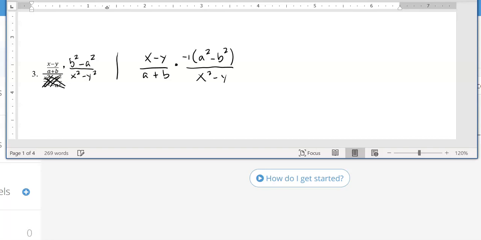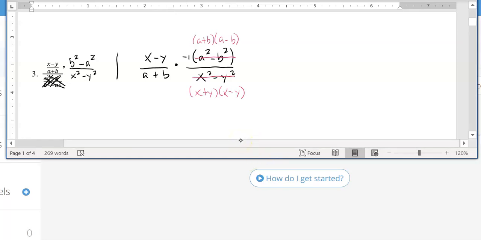You'll just do this one step at a time. So far all I've done is factored out -1, so I could change the order. And now I'm going to factor the difference between two squares in both cases. So this is going to become a plus b times a minus b. Still got the -1. And this is going to be x plus y times x minus y. Okay, now let's see if we have some matching factors that we can cancel. Like diagonally, I can cancel these a plus b's. Diagonally this way, I can cancel x minus y.